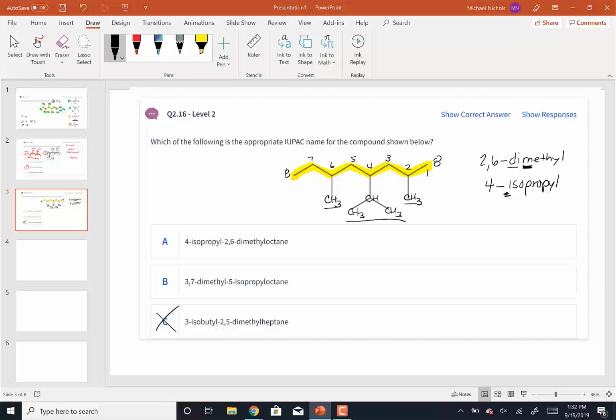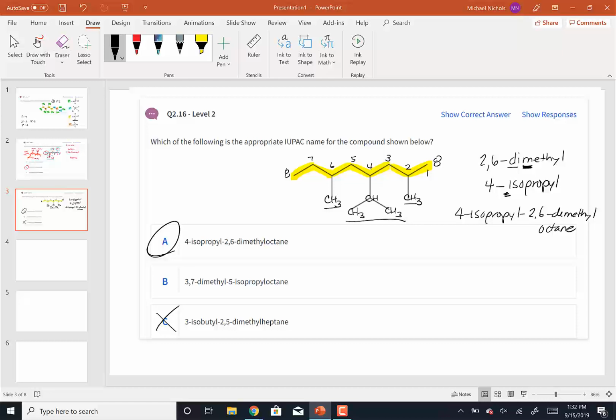So this will be a 4-isopropyl-2,6-dimethyloctane, which makes it letter A.